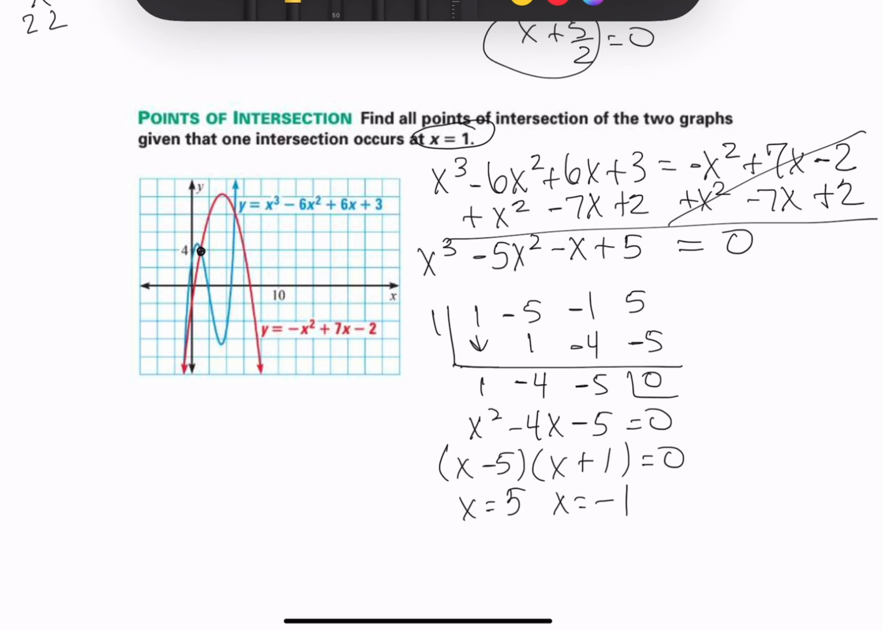Let's see if that looks about right. Do they look like they intersect at x equals 5? This point here, I think so. And do they look like they intersect at x equals negative 1? I'm going to say this one right here. Yep. Okay, and if I wanted to find the corresponding y values, I could just plug these values into either one of those two equations and get the y value. It didn't ask me to do that, though.